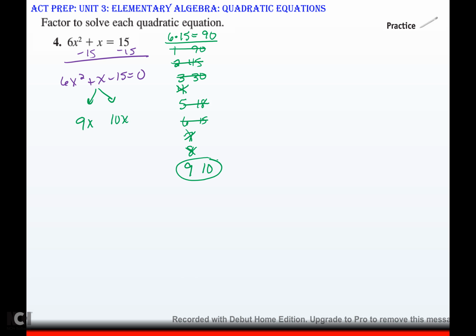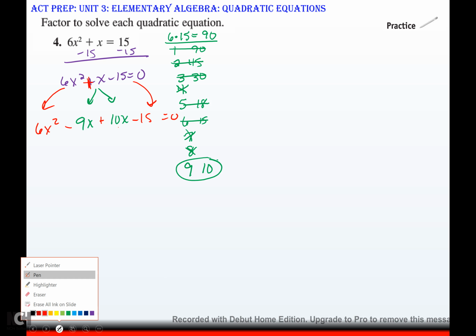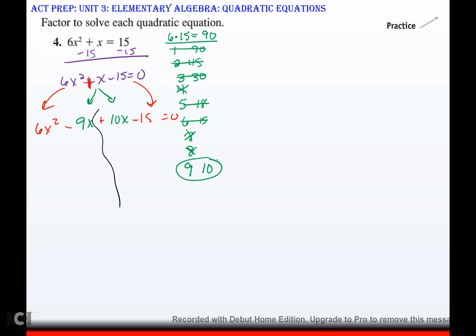Figure out the signs. C is negative, which means my signs have to be different. And bully 10 will always take the middle. So 10 wants the plus, which means 9 gets the minus. First and last come down. So 6x squared at the front, minus 15 at the back. Now we have 4 terms, so we are at 2 by 2. GCF, GCF, GCF again. Woo!